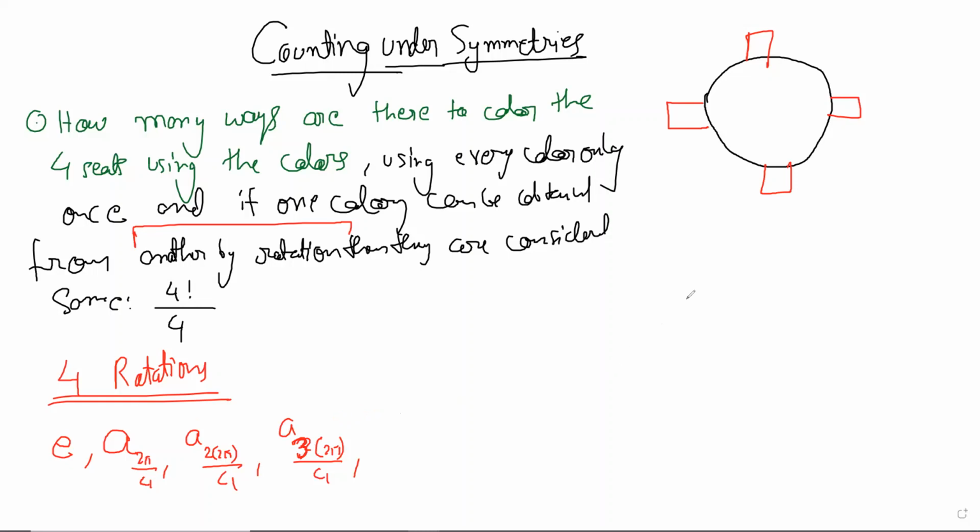To begin, if these rotations were not in the picture, then we would have 4 factorial as the answer. So we will have 4 factorial answers, which I will call here configurations. I'll just write a few of them.